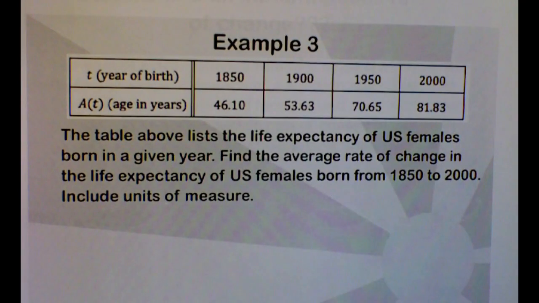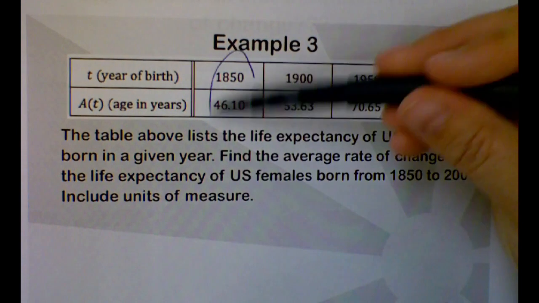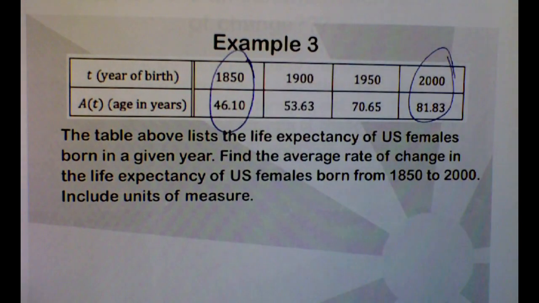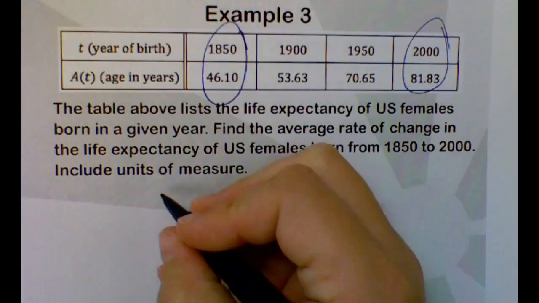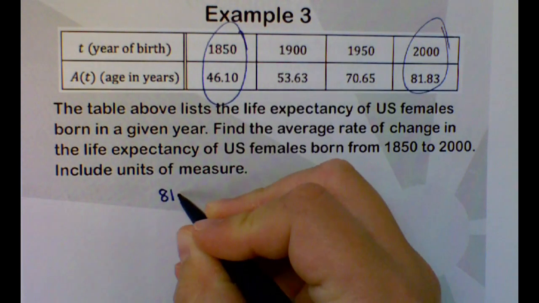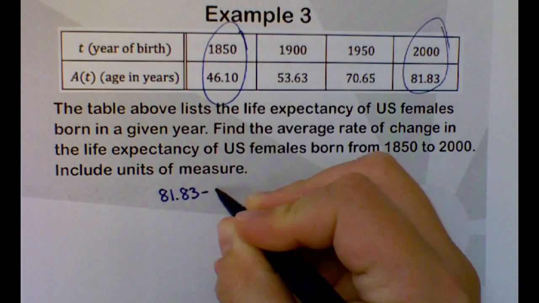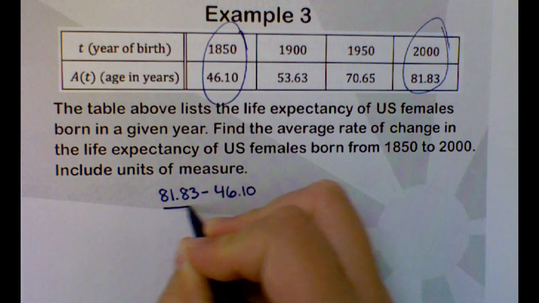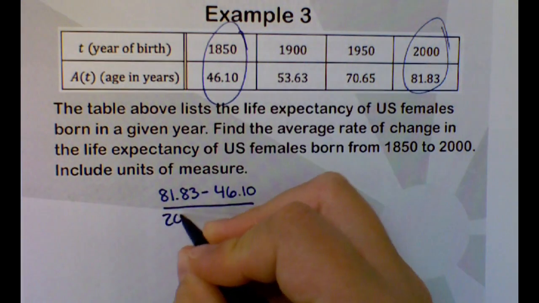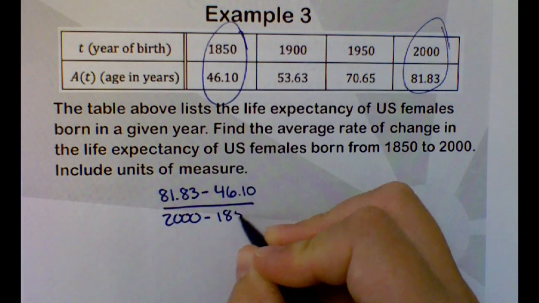And then we also have a table. The table above lists the life expectancy of U.S. females born in a given year. We want the average rate of change in life expectancy for U.S. females born from 1850 to 2000, include units of measure. This time our points are given to us. We just have to look. 1850 and 2000. Those are our points. Now we find our slope. Subtract the y values. So 81.83 minus 46.10 over subtract the x values, 2000 minus 1850.